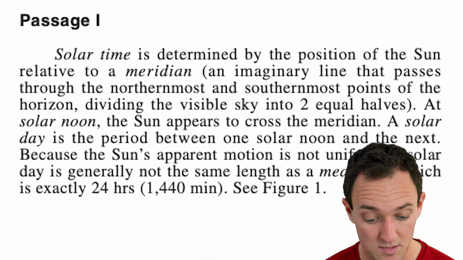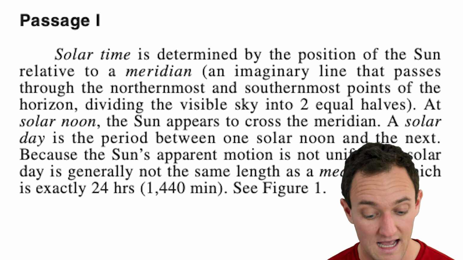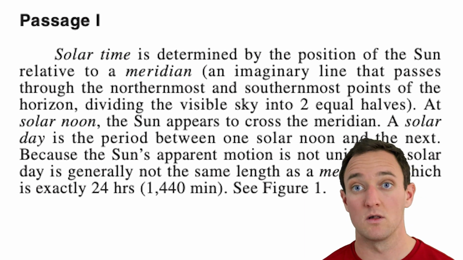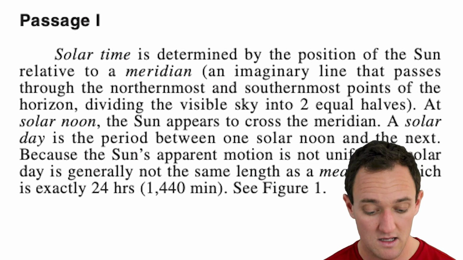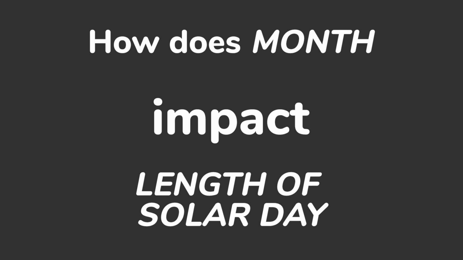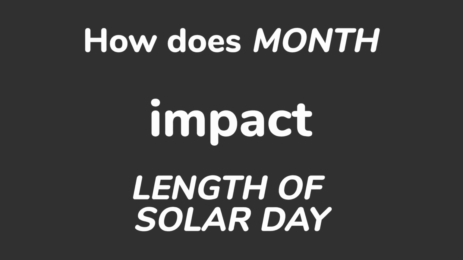And then I'd say, well, I don't know what solar day is. So then I'd go into the passage and I'd see solar day. A solar day is the period between one solar noon and the next. Okay, so it's kind of how long the day is. Now I've got it. So I can say this figure 1 is saying how does the month of the year impact how long my solar day is, how long it is from solar noon to solar noon. And I'd be like, that's weird. It's doing a little wavy thing. And then I have an idea of what's going on in that science passage.